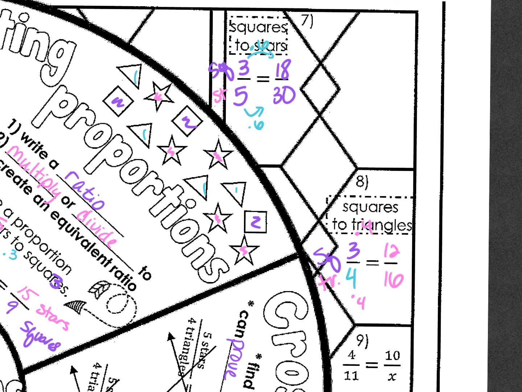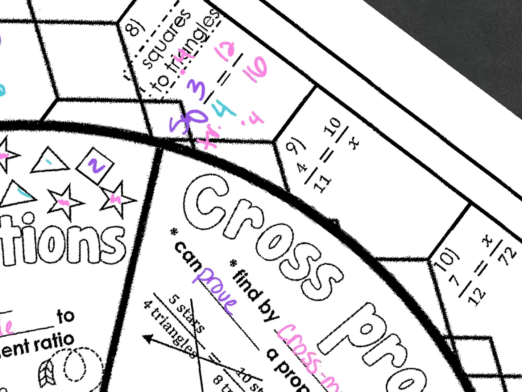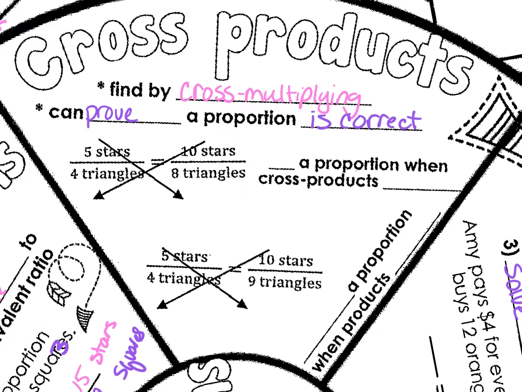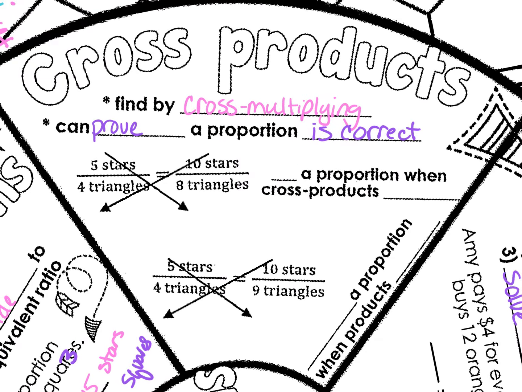Okay, so hopefully you've tried that. I went ahead and multiplied by 6 on this one. Got 3 squares to 5 stars, so 18 to 30. And the other one I had 4 triangles, so 3 to 4, and I multiplied by 4. Okay, let's keep going. Now, we've looked at this occasionally here as we go through. You've learned this in 6th grade.